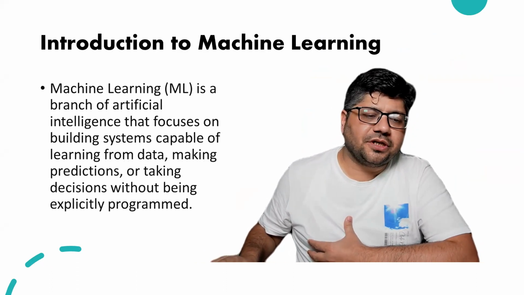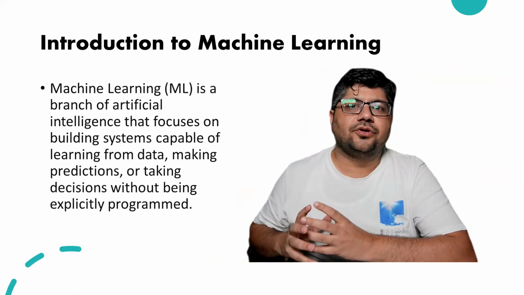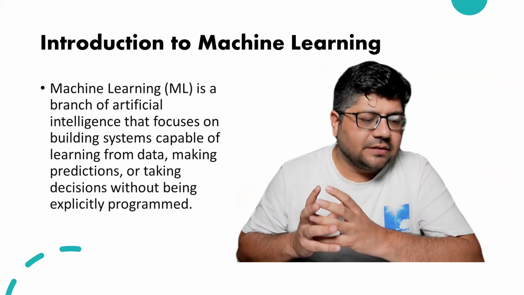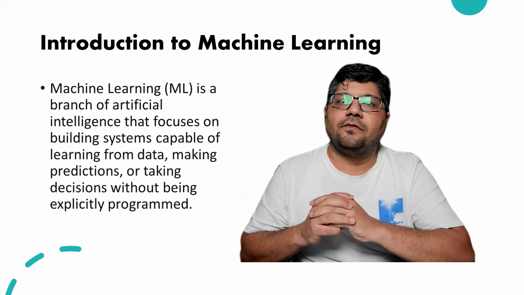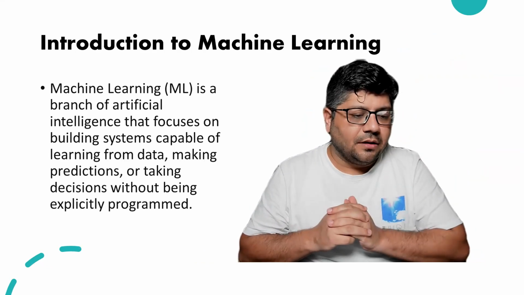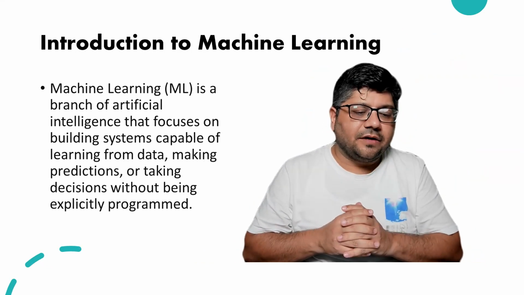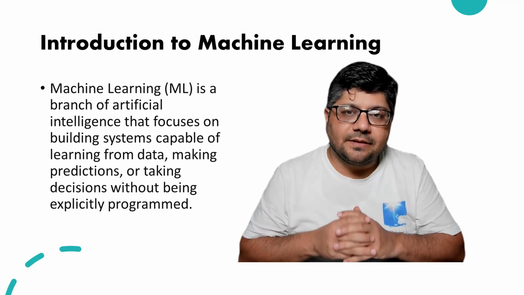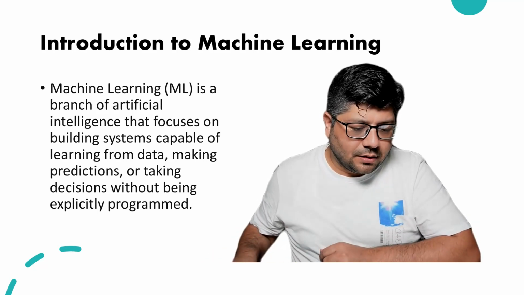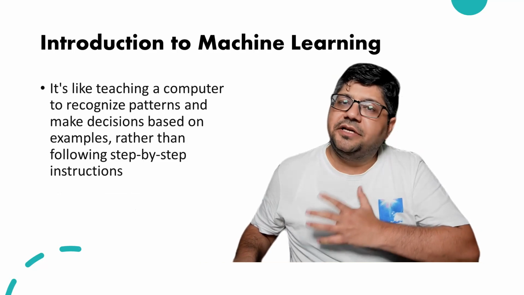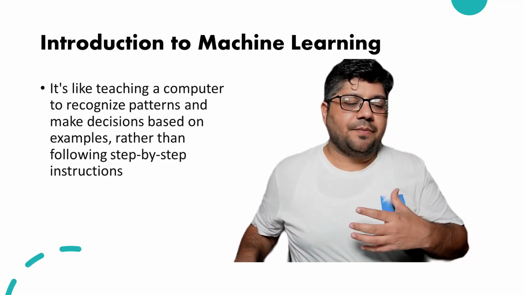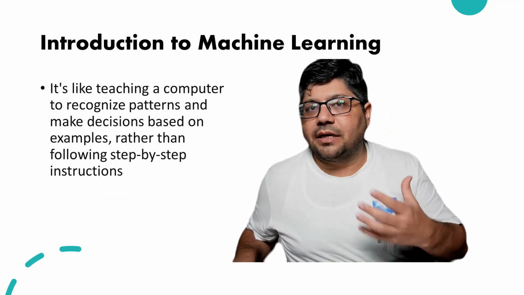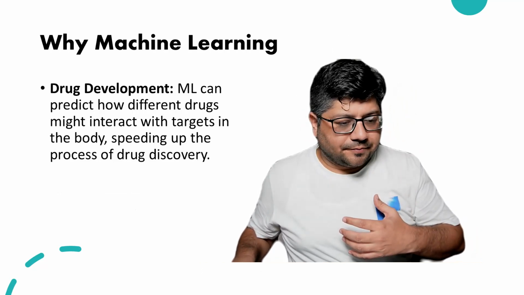So what is machine learning? Machine learning is a branch of artificial intelligence that focuses on building systems capable of learning from data, making predictions or taking decisions without being explicitly programmed. It's like teaching a computer to recognize patterns, make decisions based on examples rather than following step-by-step instructions.